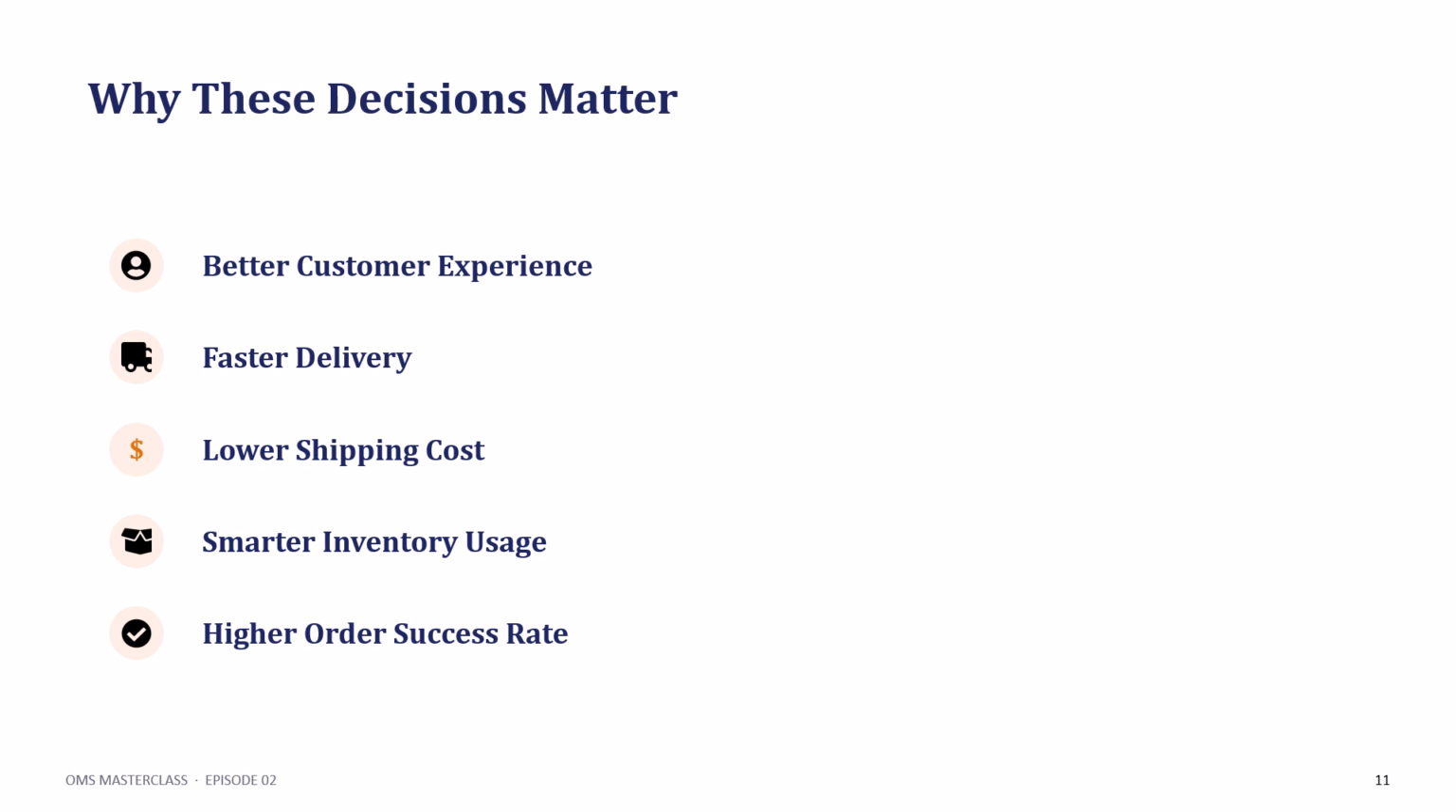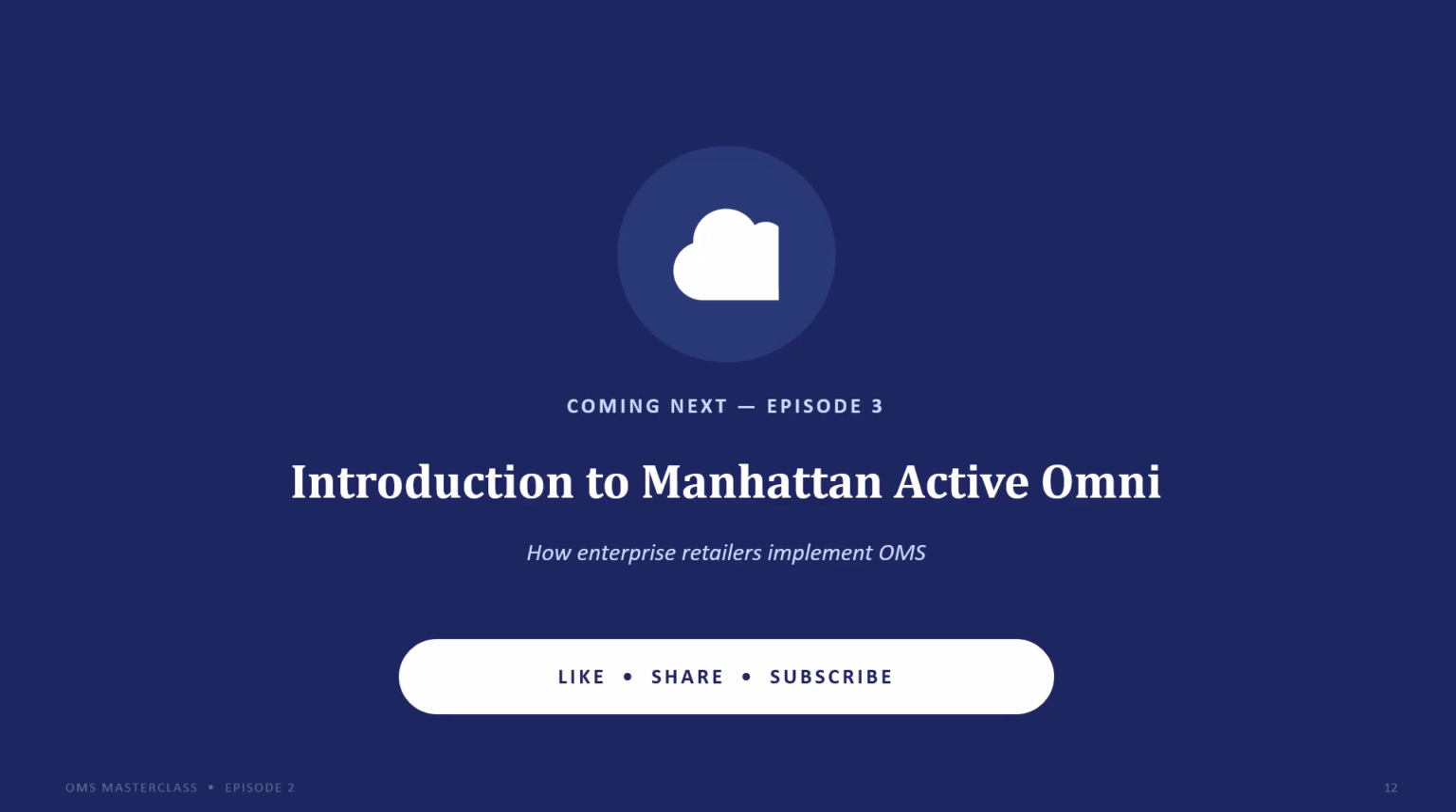Finally, higher order success rate. Better decisions at the beginning of the order life cycle result in smoother execution, improved order accuracy, and a more reliable fulfillment process. This is why modern retailers rely on an OMS, not just to manage orders but to make better business decisions that benefit both the customer and the business. And that's a wrap for episode 2. I hope you now have a clear understanding of how an OMS thinks before making any business decision.